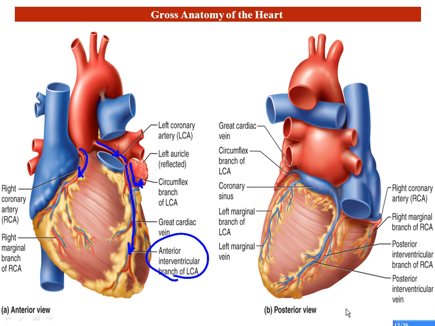Now, the right coronary artery travels in the coronary sulcus, and you can see a branch here. We have the right marginal branch. It's one of those branches. And then on the back, here we are, wrapping around. Another major branch is going to be the posterior interventricular branch of the right coronary artery.